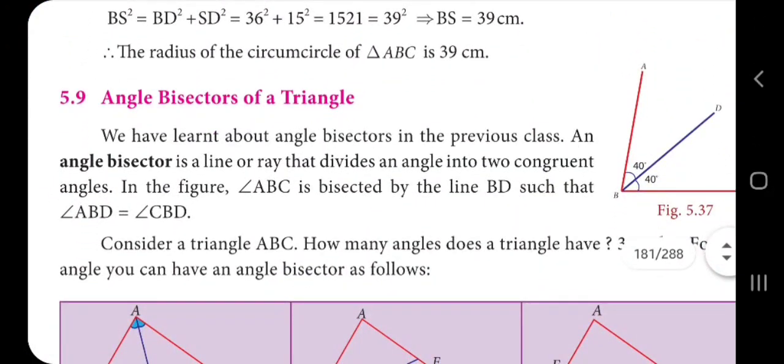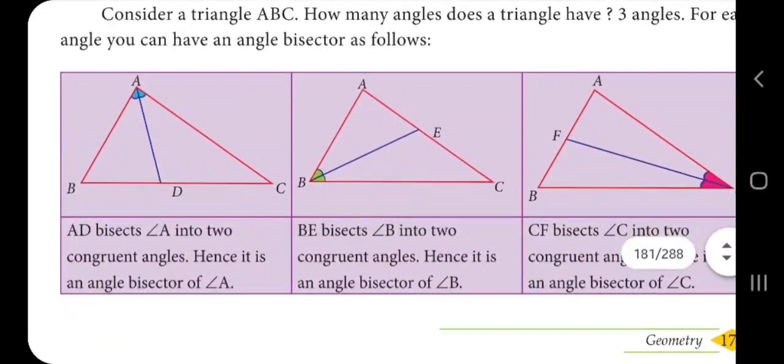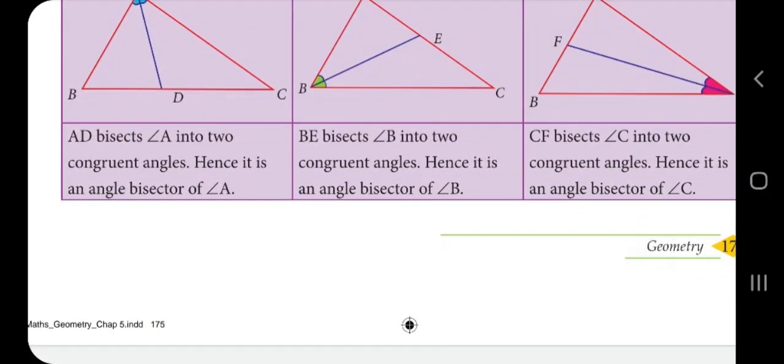Then the angle bisector of a triangle. These we will use in practical geometry and also in theoretical geometry, finding angles, finding distances, finding the midpoint. So you go through all the definitions of exercise 5.2.